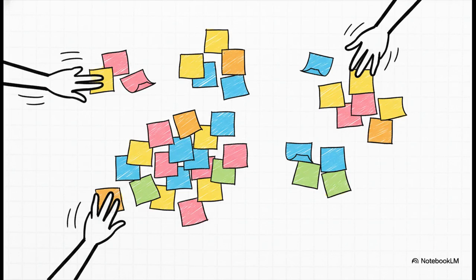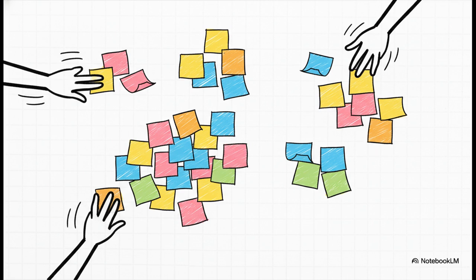Okay, now for step 2, the silent sort. This is where the magic really starts to unfold. You've got all the notes on a wall or a whiteboard. Now, the team gets up and, still in complete silence, starts moving them around. You're looking for ideas that just feel like they belong together. It's a really intuitive, almost right-brained activity.